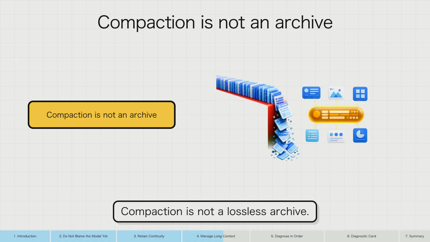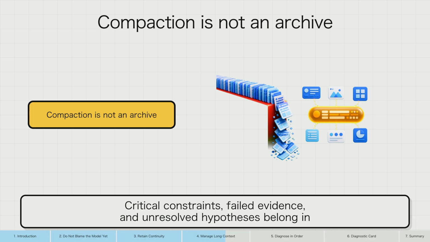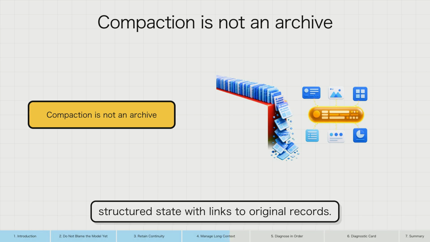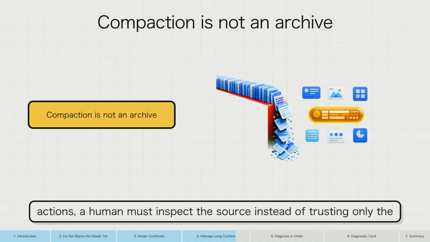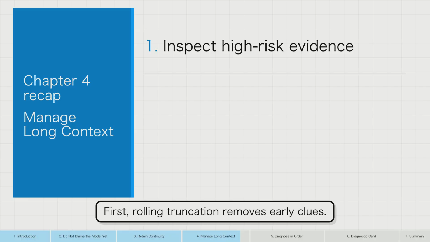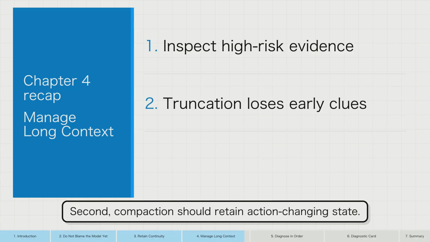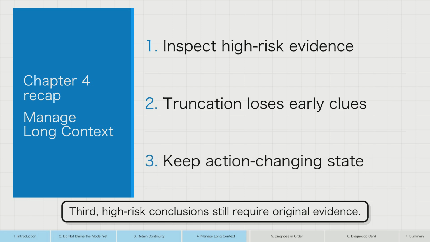Compaction is not a lossless archive. Critical constraints, failed evidence, and unresolved hypotheses belong in structured state with links to original records. When early evidence affects permissions, money, safety, or irreversible actions, a human must inspect the source instead of trusting only the summary. Chapter recap. First, rolling truncation removes early clues. Second, compaction should retain action-changing state. Third, high-risk conclusions still require original evidence.